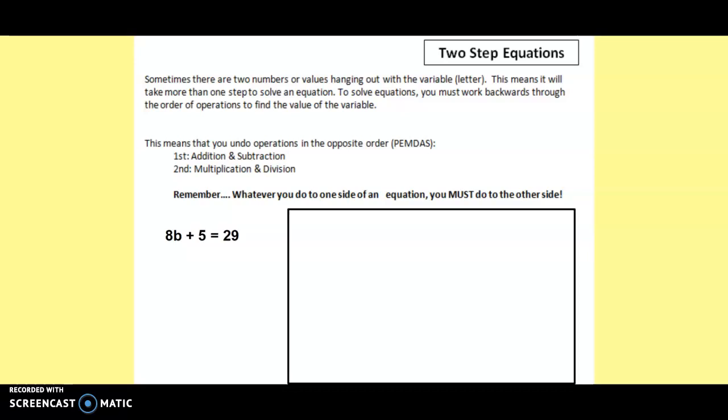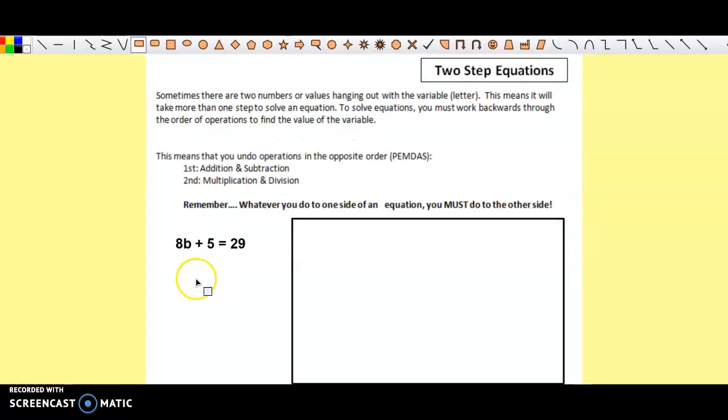All right, today we're going to look at two-step equations. So sometimes there are two numbers or values that are hanging out with the variable or letter. So if I look at my first example here down at the bottom, here's the side with my variable. And if you notice, again, I've got two numbers that are hanging out with that letter B. This means that we have to do two steps to get B by itself.